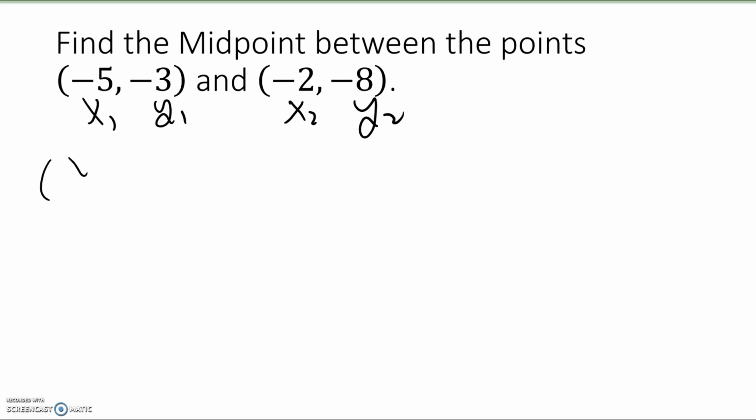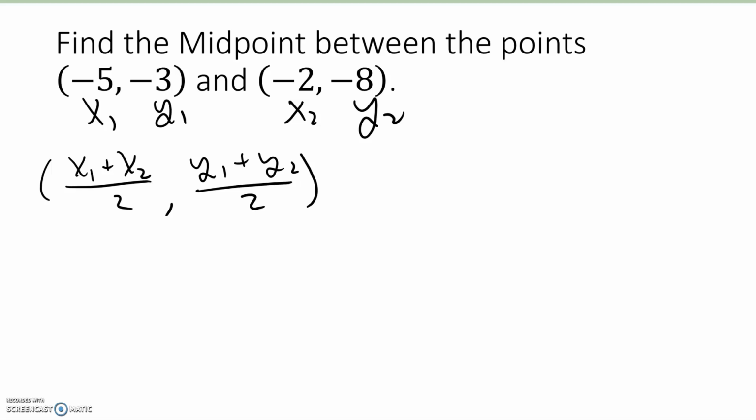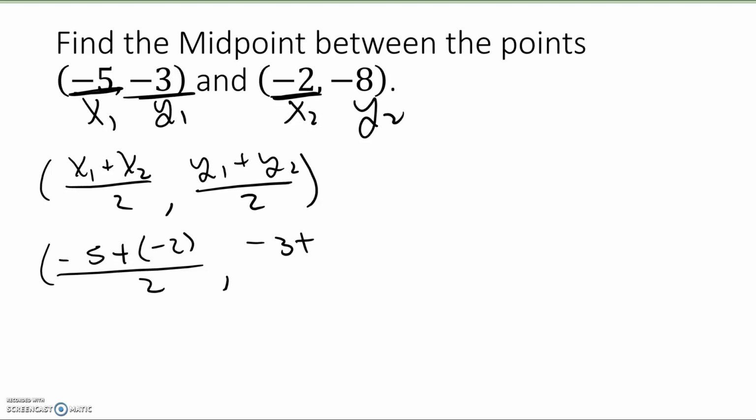The midpoint formula is adding up those x values and dividing by 2, adding up the y values and dividing by 2. So x sub 1 is -5, so -5 plus x sub 2, which is -2. I'm going to put that in parentheses. Divide by 2, comma. y sub 1 is -3 plus y sub 2, which is -8. I'm going to put that in parentheses. Divide by 2. Now we've got a plus sign here and a -2, so that's basically a positive times a negative. That's going to give us a negative.